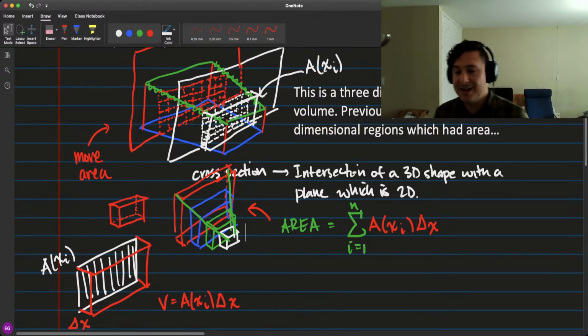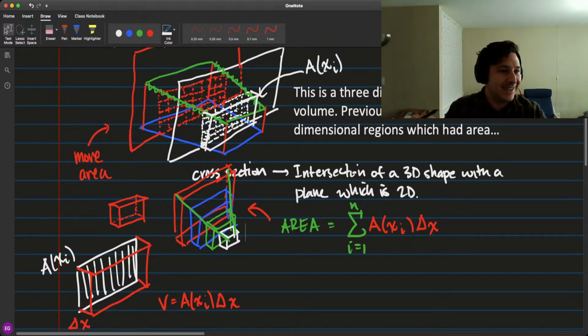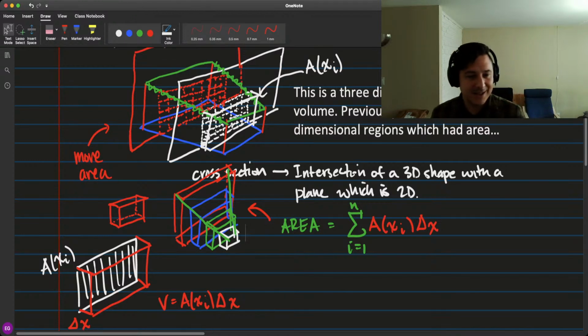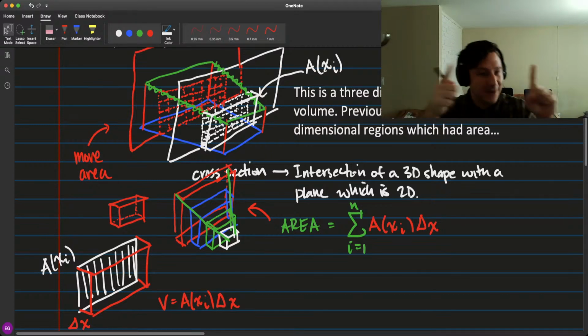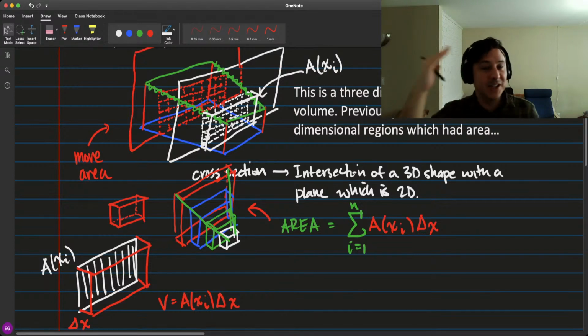Now here's the cool thing. What does this look a lot like? What does it remind you of? This formula. Exactly, it looks like a Riemann sum. How did we turn a Riemann sum into a definite integral? You took the limit of it.